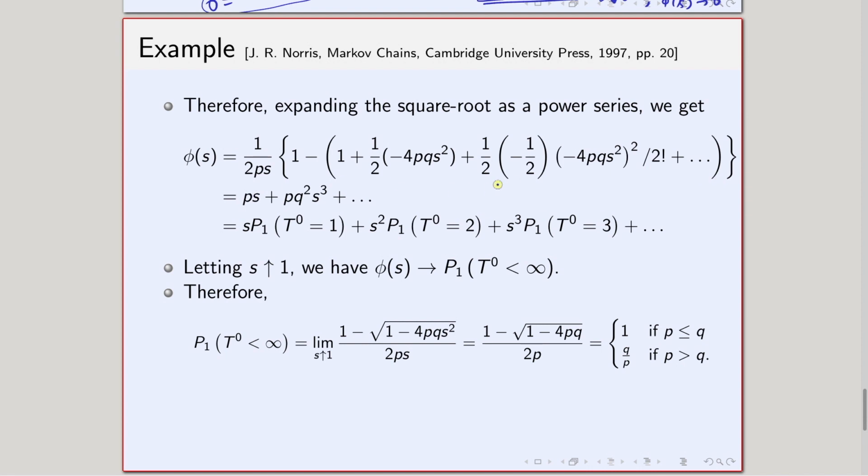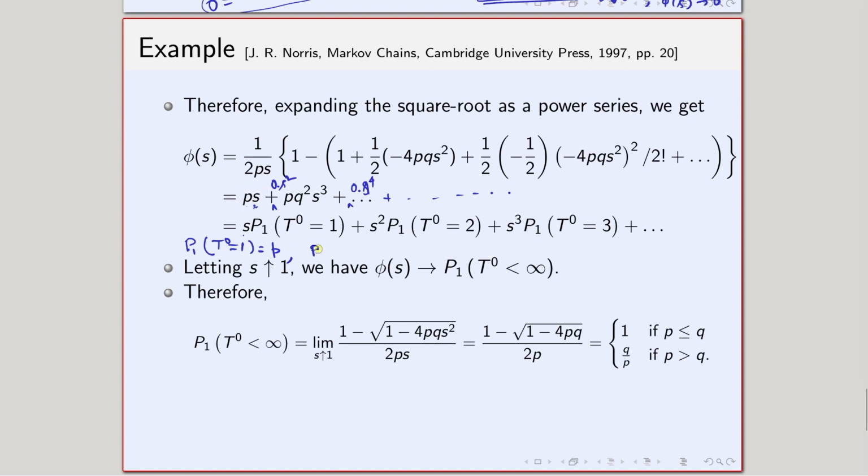Now if you collect the coefficient of s, coefficient of s squared, and so on, it turns out to be ps, then s squared is not there, so 0 times s squared, plus pq squared s cubed, then 0 times s to the power 4, and it goes on that way. The coefficient of s will be nothing but the probability that T naught equals 1, starting from 1. So clearly P1(T naught = 1) will be nothing but p, because it is the coefficient of s.